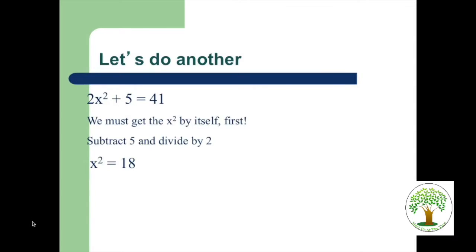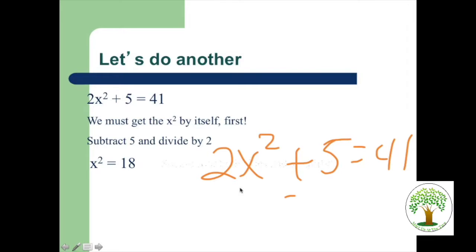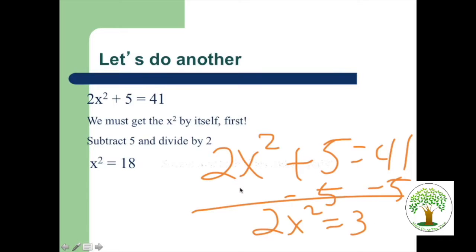How are we going to get the x squared by itself? Are you just dividing by the 2? I subtracted the 5 and divided by 2. You subtract the 5 from the other side and then divide over just the 2. I'm just wanting to know if I'm right on how I did this. We'll subtract the 5, right? And we'll get 2x squared equals 36, correct?